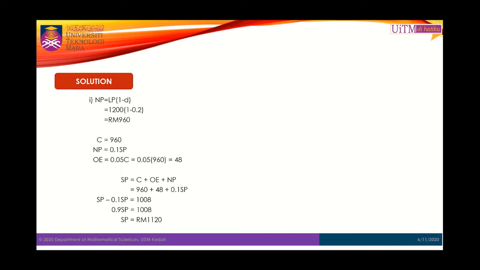For the first part of the question, that is finding the selling price. The second part of the question is to find the markup rate. In order to find the markup rate, first you need to find the markup value. The markup value is given by the difference between the selling price and the cost, which is 1120 minus 960. So you get the markup value to be 160.